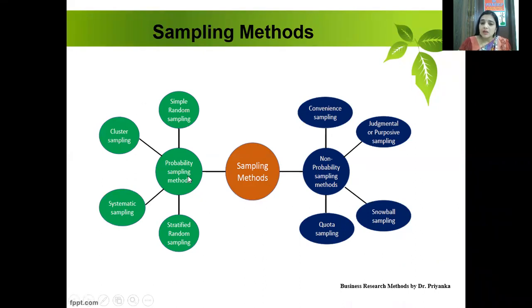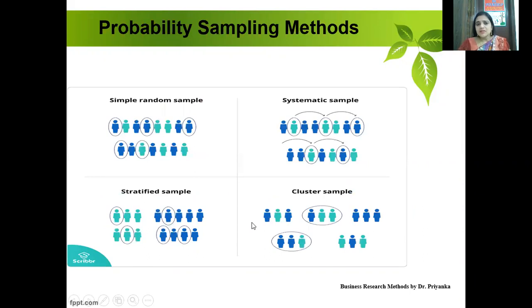Probability sampling can also be further divided in four parts. One is simple random sampling, systematic random sampling, stratified random sampling, cluster sampling. And non-probability sampling is also divided in four parts: convenience sampling, judgmental or purposive sampling, snowball sampling, and quota sampling. What these sampling procedures are basically, let us have a look at them through these diagrams.